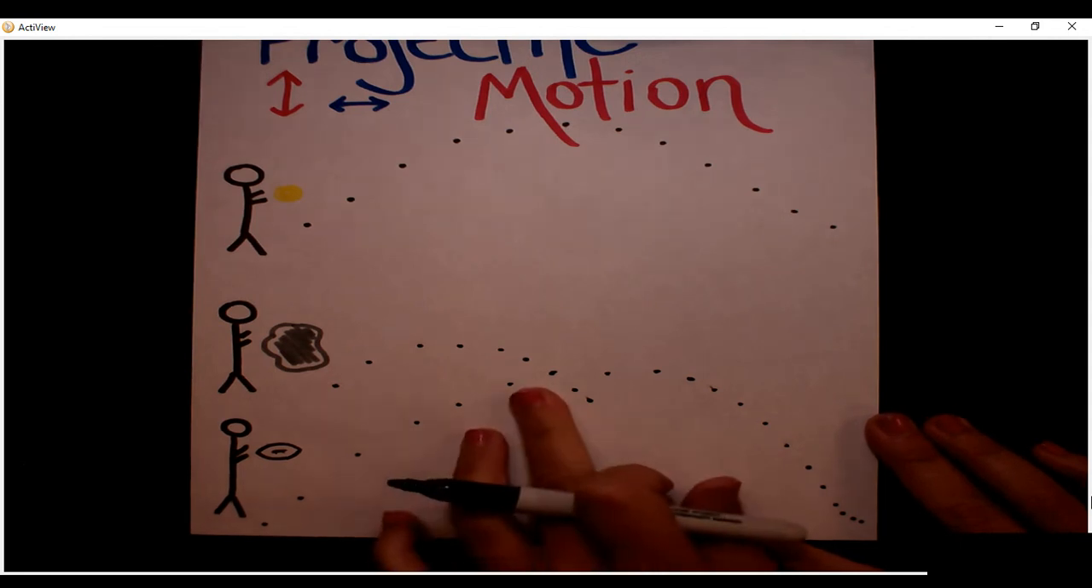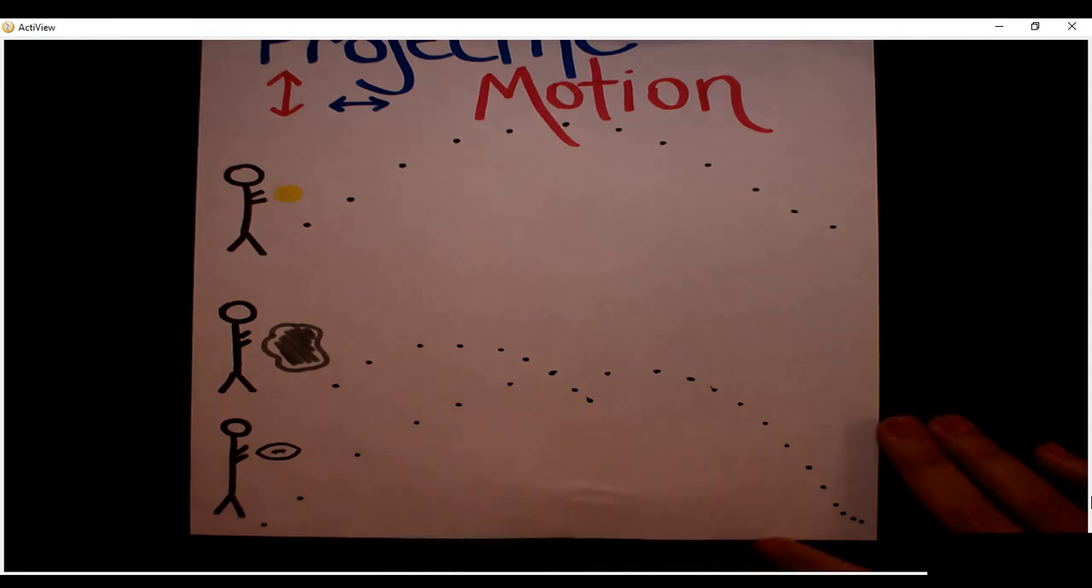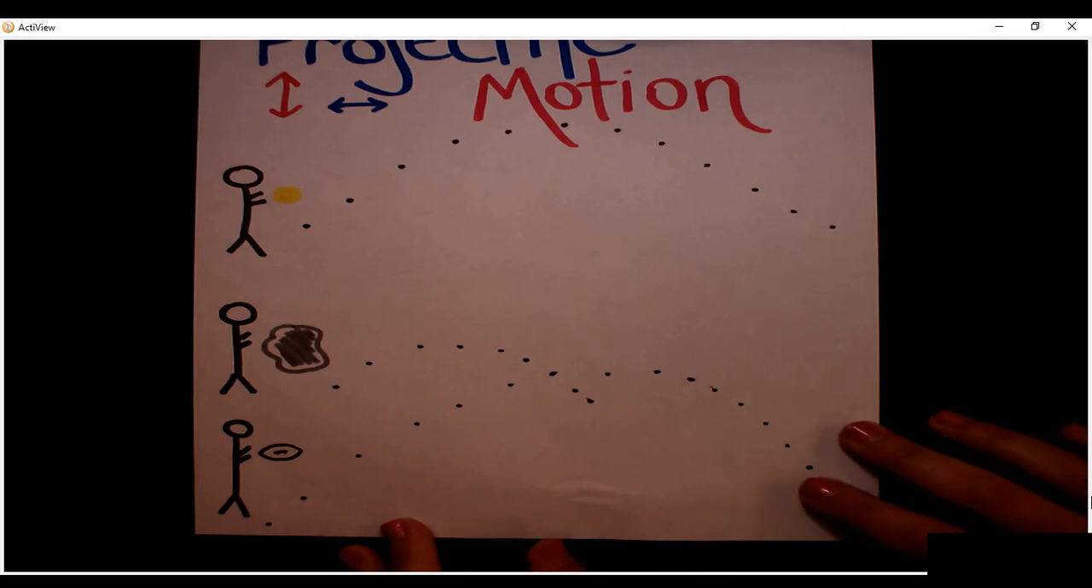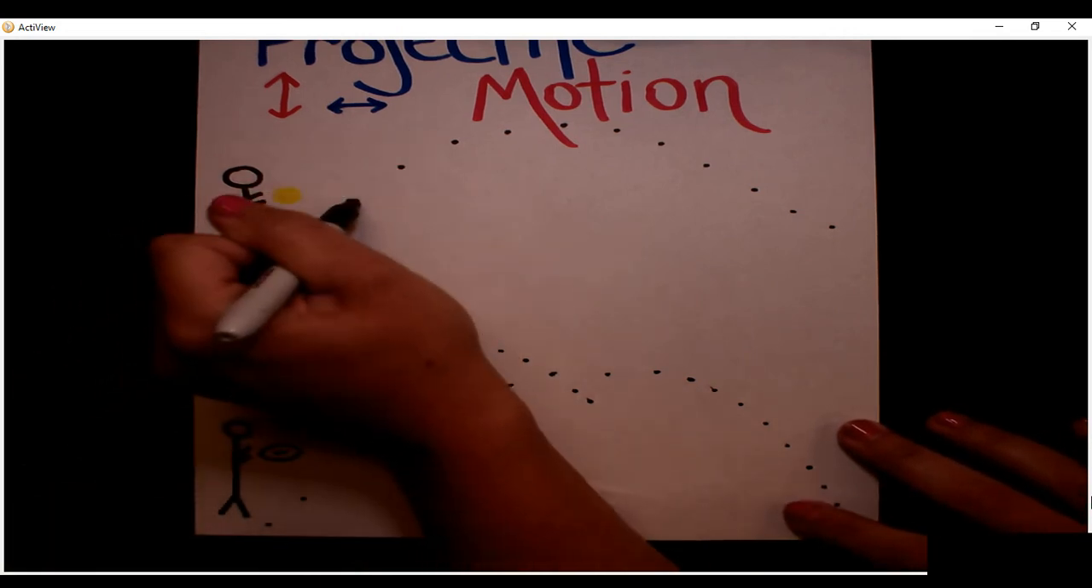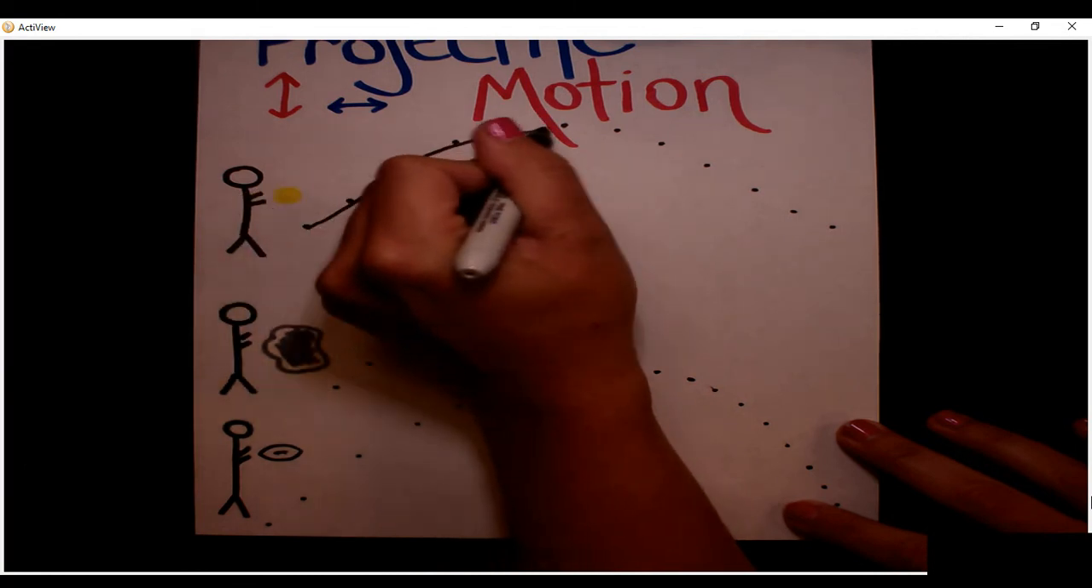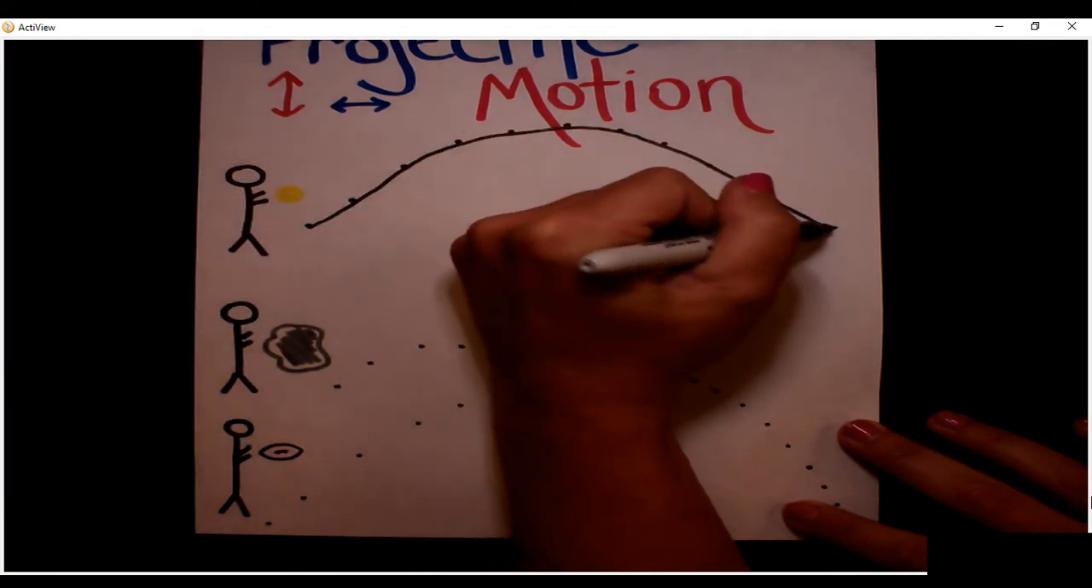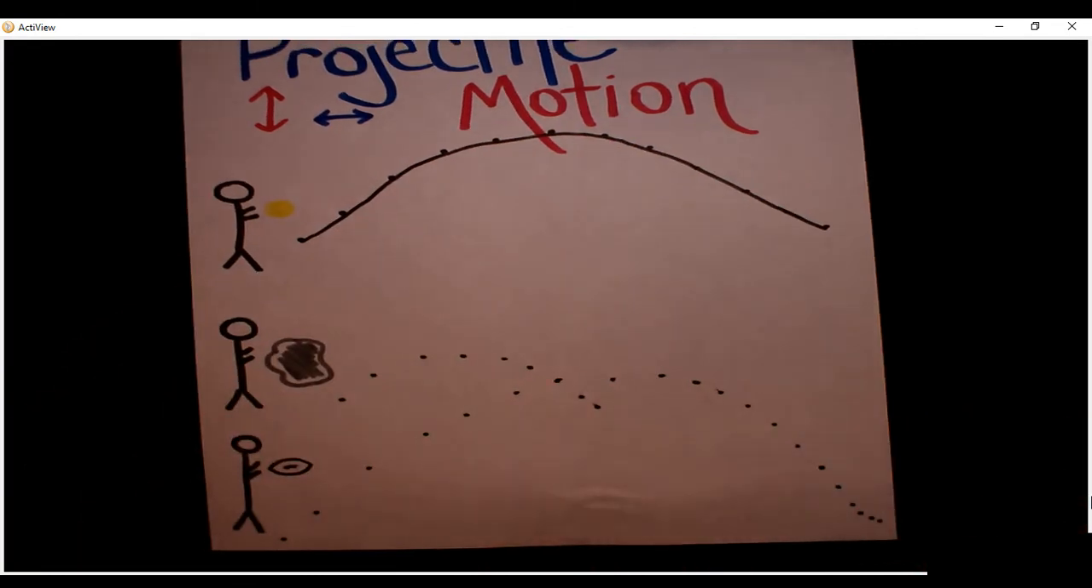So sorry these ran into each other, but what I'm trying to show you here is that our projectile motion, the motion of an object being thrown or shot, is going to be dependent on how high it's thrown and how far it's thrown.